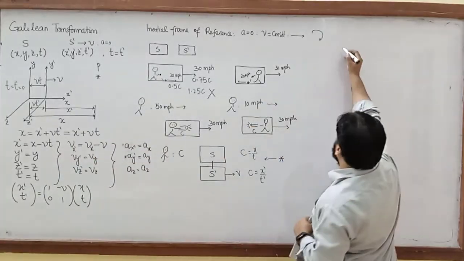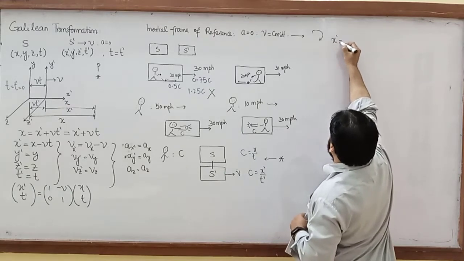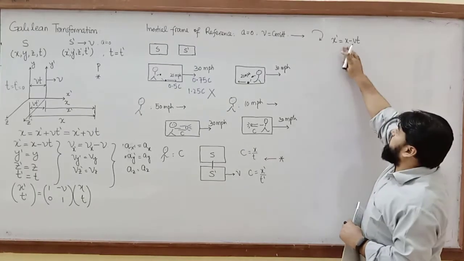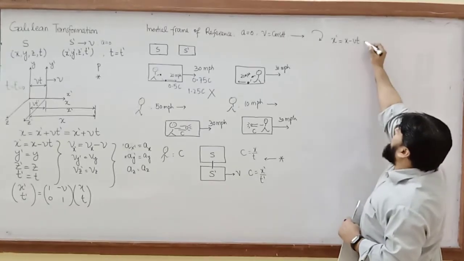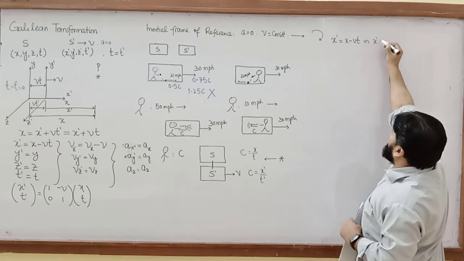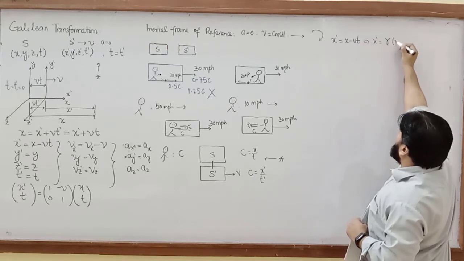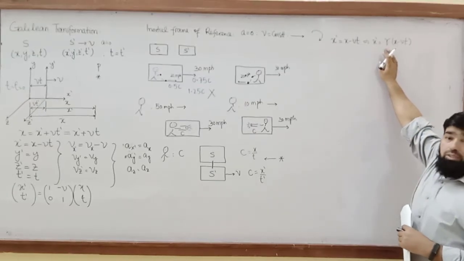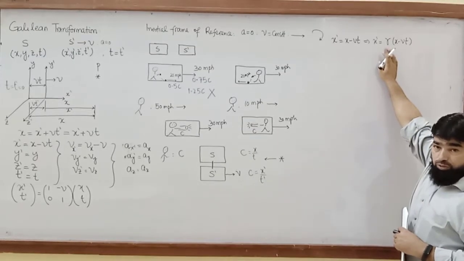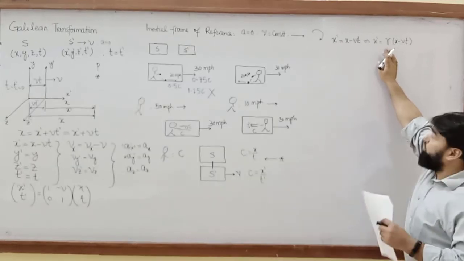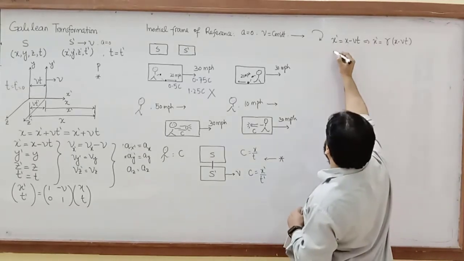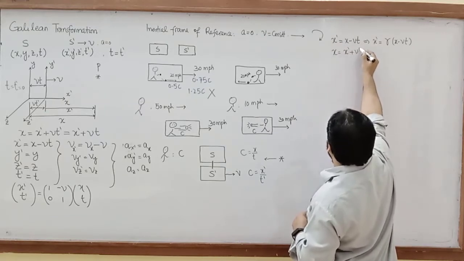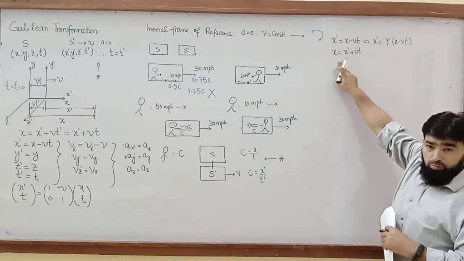So start from here, x prime is equal to x minus vt. This was the Galilean measurement. Let's say the error in this measurement is x prime equal to gamma times x minus vt. Now gamma will tell us about the error in their measurement. And from the same equation, I can write that x is equal to x prime plus vt.